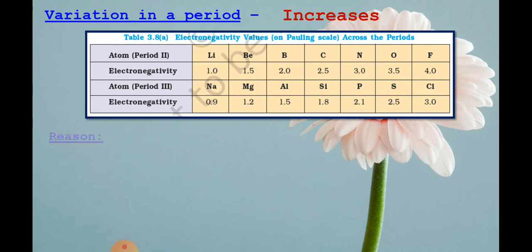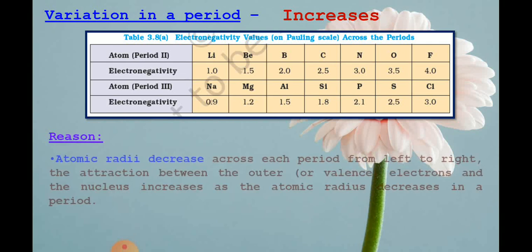Okay, what's the reason for this? Why? You know, along the period, atomic radius decreases, isn't it? So from lithium to beryllium, beryllium to boron to carbon, nitrogen. Along the period, atomic radius decreases. This concept we studied in the previous class, isn't it? Atomic radius decreases along the period from left to right.